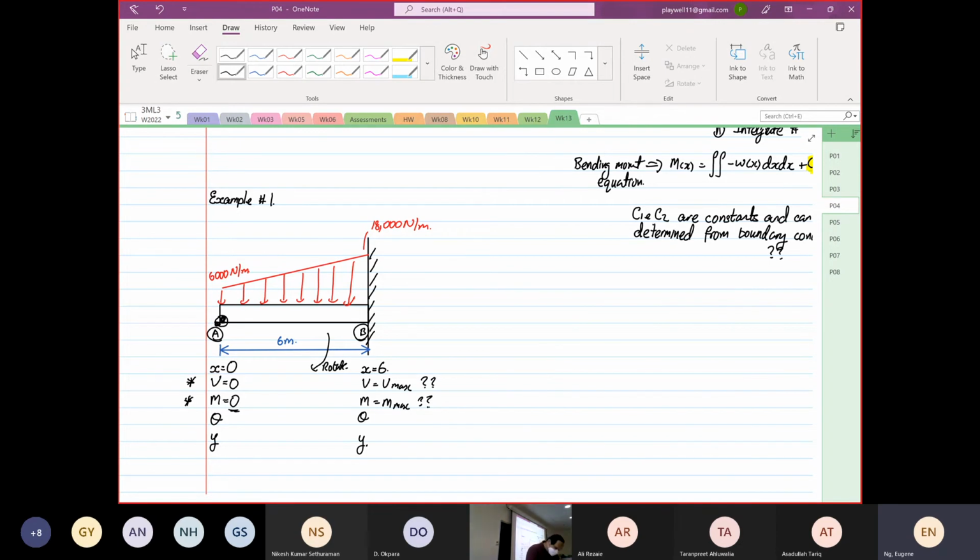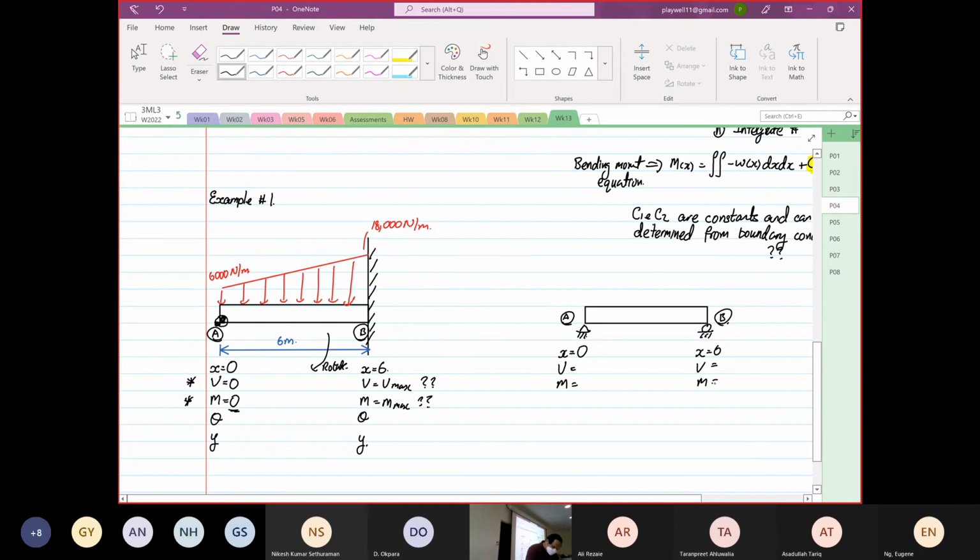Let's say now our structure is simply supported. Point A, point B. So let's say this is x equal to 0, x equal to 6, V and M. So what is the boundary condition?